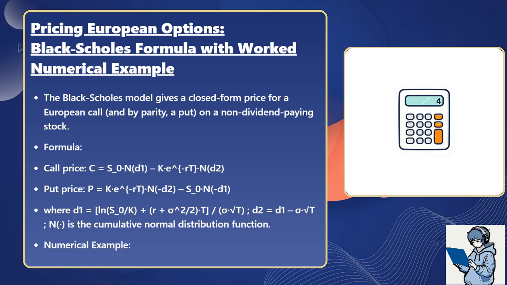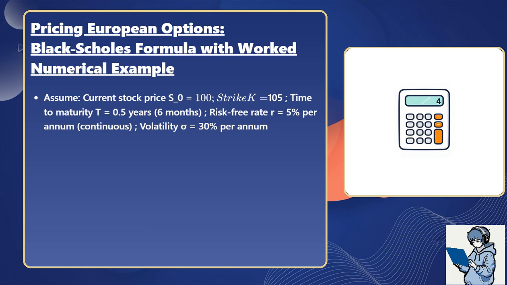Numerical example. Assume current stock price S0 equals $100, strike K equals $105, time to maturity T equals 0.5 years, that is 6 months, risk-free rate r equals 5% per annum continuous, volatility sigma equals 30% per annum.